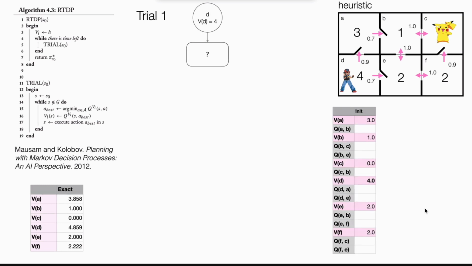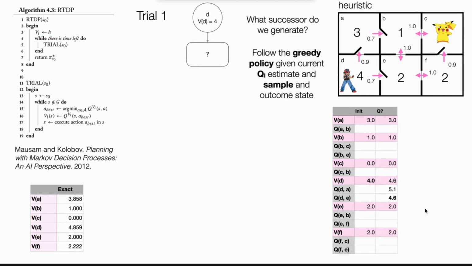Then we need to choose an action, right? So we need to choose an action to apply in this tree. So if you remember breadth first search, what we're going to do is generate successors by applying all of the actions and choosing which successor we want. But here we're going to just choose one action to apply. That action will be the best action according to the Q value. So this is effectively the greedy policy.